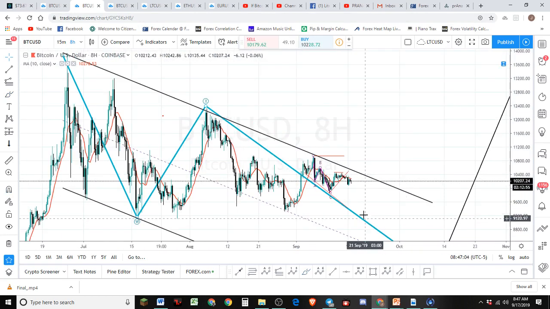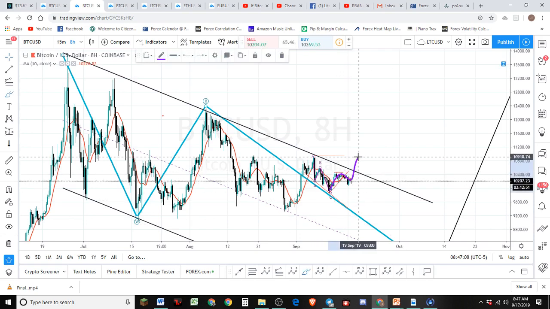Well, here's what I think is going to happen. I think what's going to happen is that we're going to get this third wave to the upside. It'll be corrective. It will not be impulsive. It'll be something like that. But it'll stop short of this high right here. It'll stop short of 10,900. Probably go around to 10,700. That's what I'm guessing.